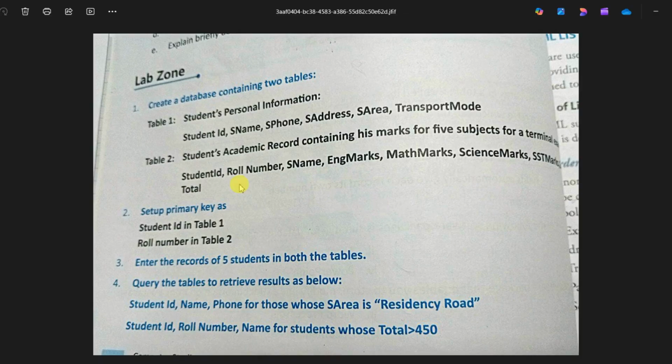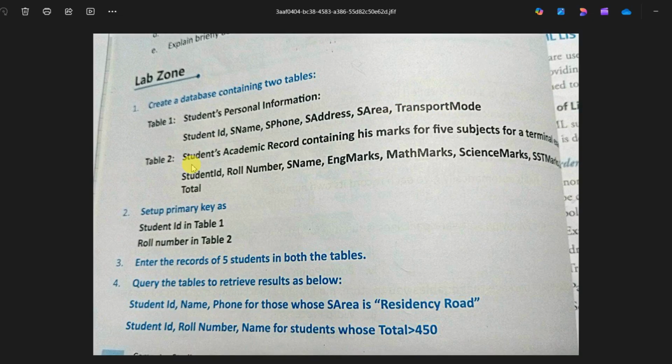Today we are going to learn how to create tables and a query in Microsoft Access. As you can see, we have to create two tables. In table 1, we have to add the student ID, student name, student phone number, student address, student area, and his or her transport mode.